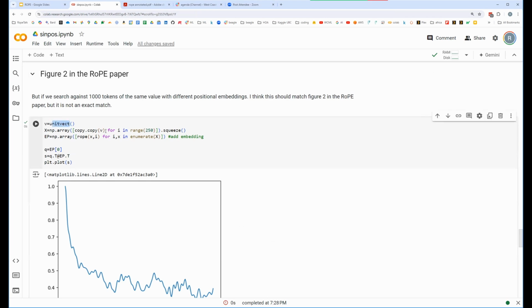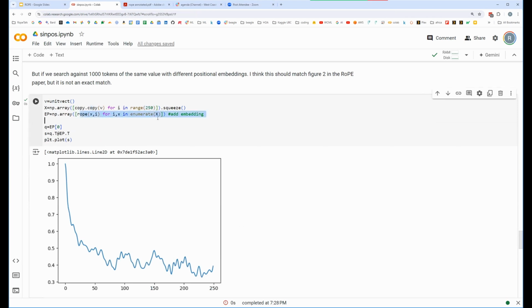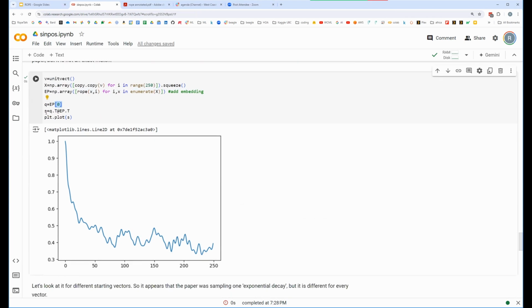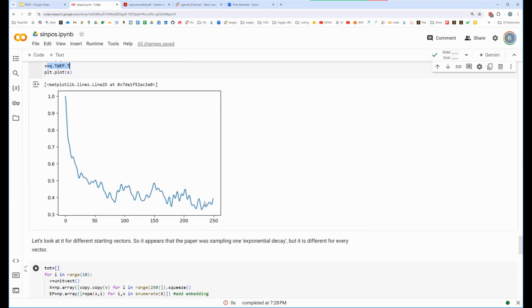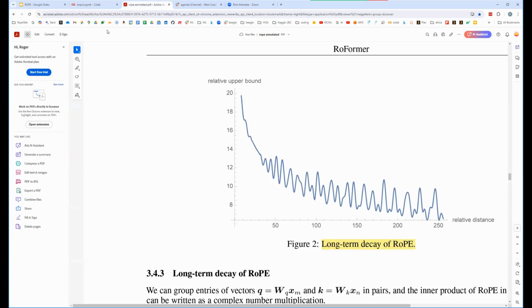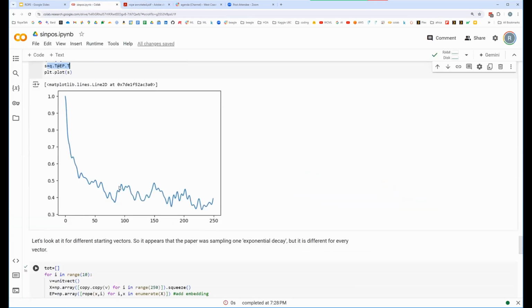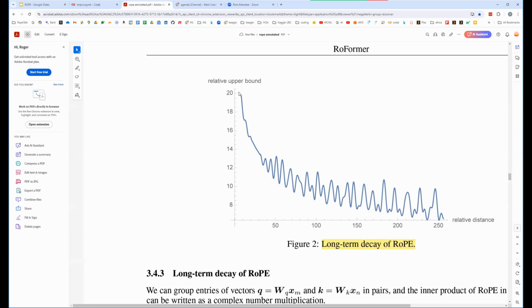Pick a vector, whatever vector, make it, in this case, 250. I think figure 2 was a 250 sequence. Add the embedding to it, and then just pick one of them as the query, the first one. And this is the attention matrix, so the dot product between the query and all the vectors with their position embedding. It looks kind of similar, but it's not identical to that one. It goes down from 1 down to 0.35.